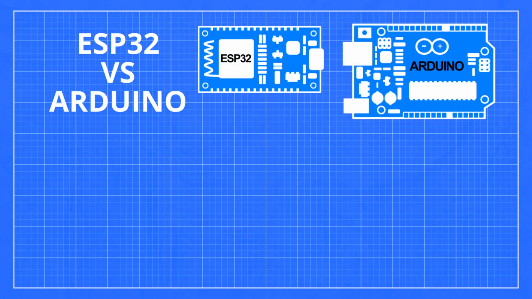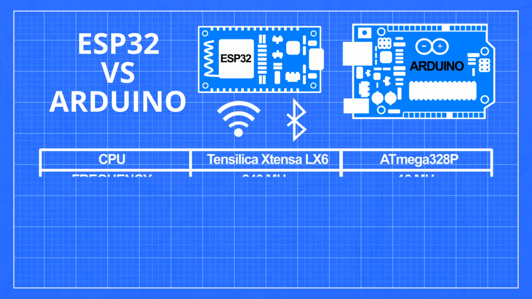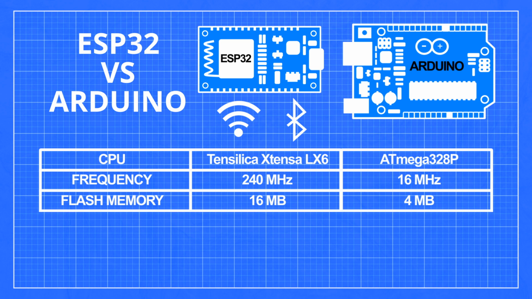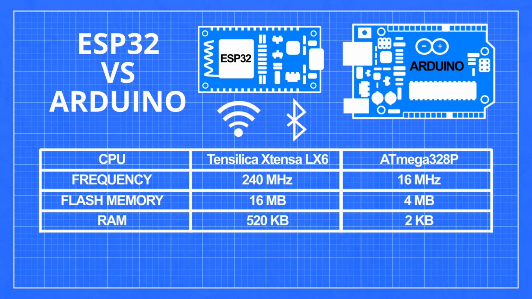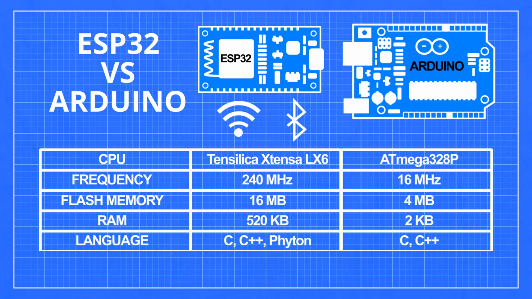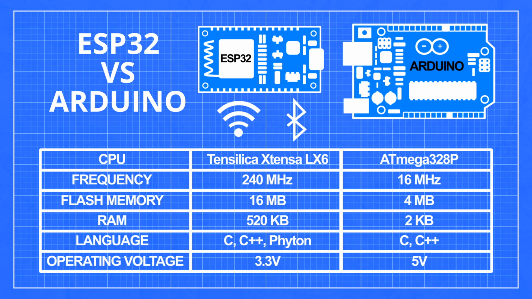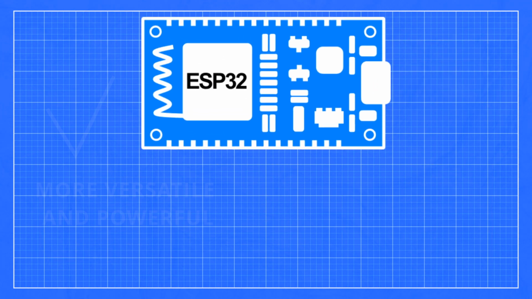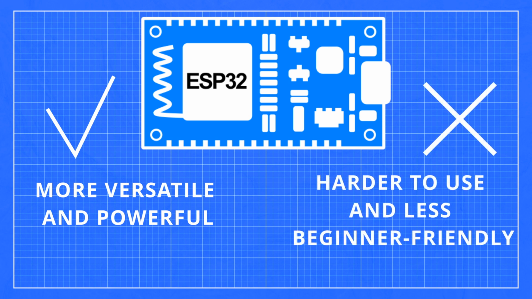What even is the ESP32? Same as Arduino, it is a microcontroller. It has built-in Bluetooth and Wi-Fi modules. Different CPU, higher operating frequency, more flash and SRAM memory than Arduino. Arduino uses C and C++ language. ESP32 can additionally use Python. ESP's operating voltage is 3.3 volts, Arduino's is 5 volts. Finally, ESP is more versatile, but slightly harder to use.